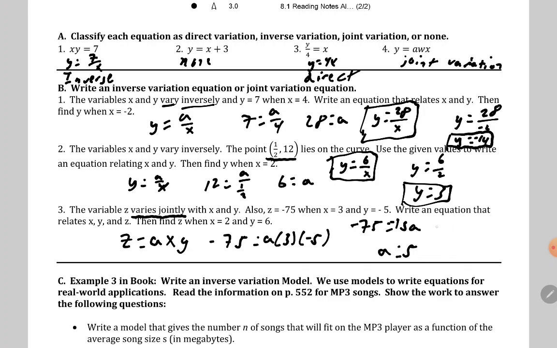And so here's my equation. Z equals 5xy. And now we need to find z when x is 2 and y is 6. So z equals 5 times 2 times 6. 12 times 5 is 60, or 10 times 6 is 60, however way you multiply that out.